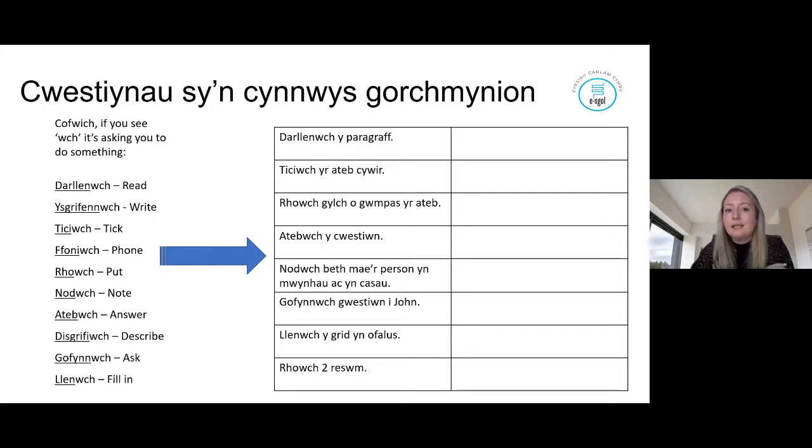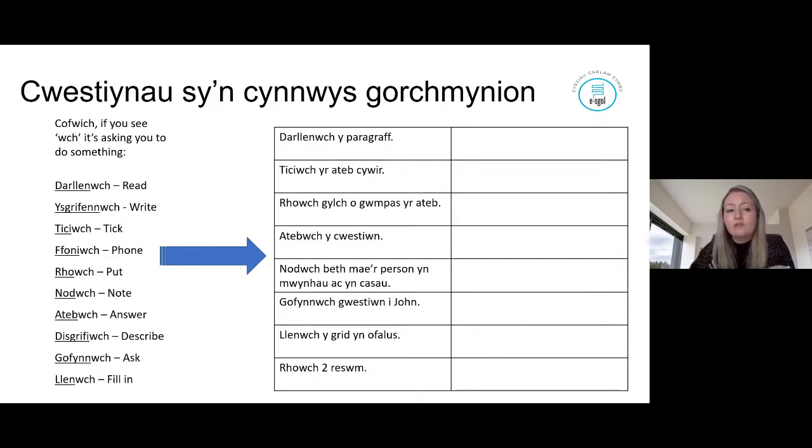Okay, so moving on now, we're going to look at cwestiynau sy'n gallu dod lan, questions which can come up yn yr arholiad sy'n cynnwys gorchmynion. So questions that they can ask you that include commands. So if you understand the command, you'll understand what exactly the question's asking you to do. So that's really important.